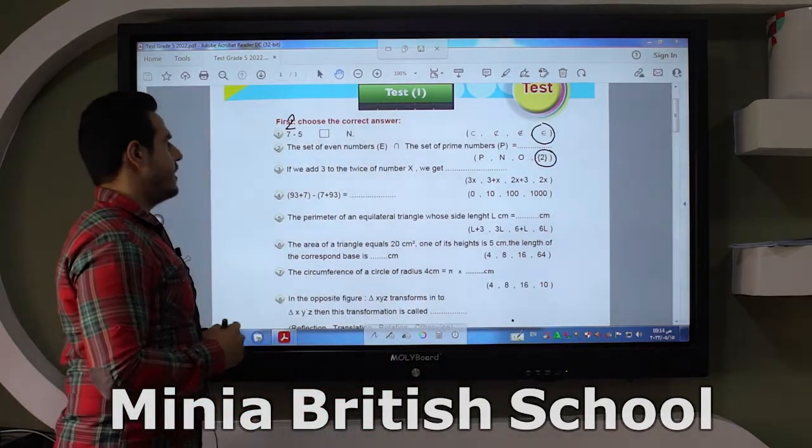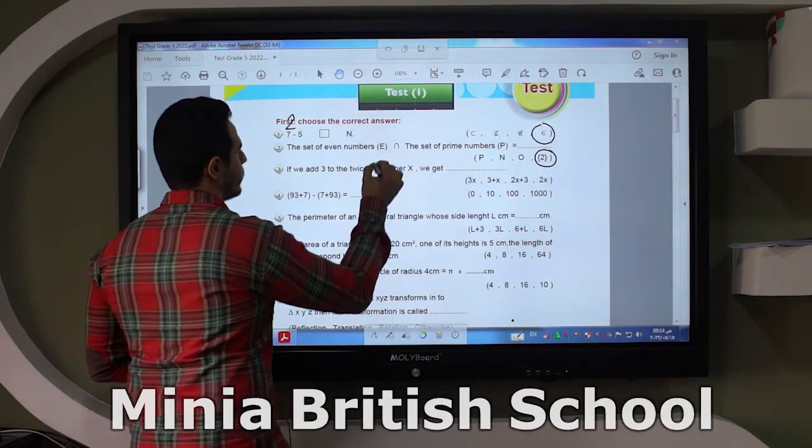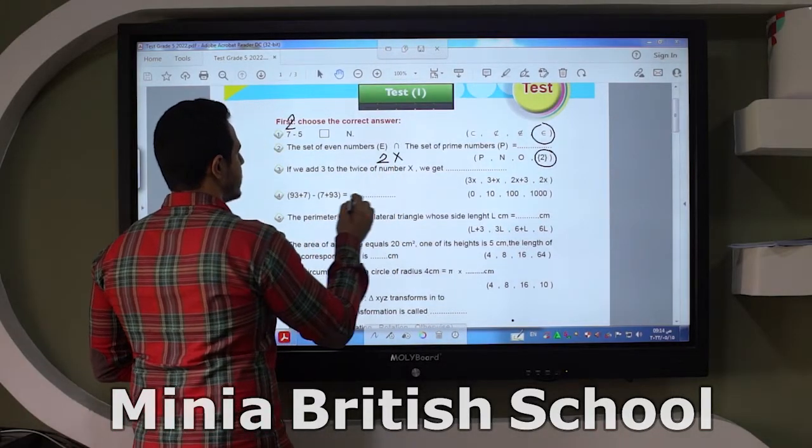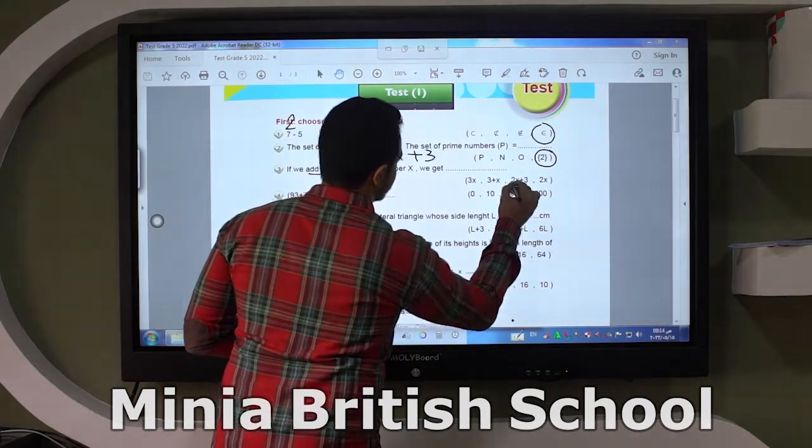Number 3, if we add 3 to twice the number x, twice the number x is 2x. Then we will add 3. So 2x plus 3 equals 2x plus 3.